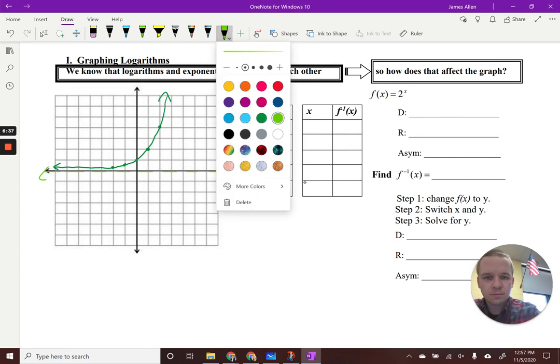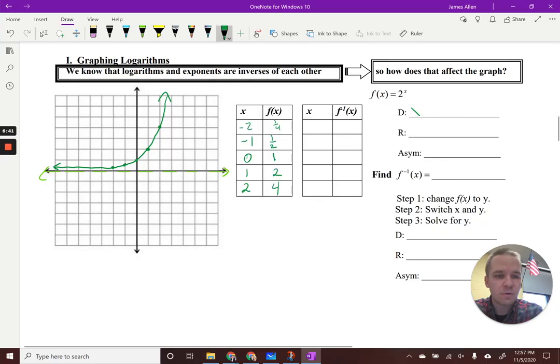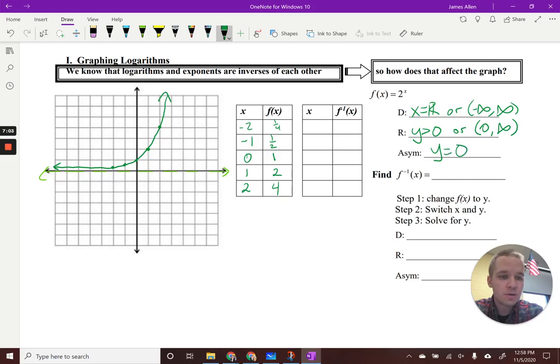All right. So we have our domain of this one. We know our domain is x equals all real numbers, or you could write it as -infinity to +infinity. Our range would be y is greater than 0, or you would do from 0, not including it, to +infinity. And as we said, our horizontal asymptote is y equals 0. Lovely.